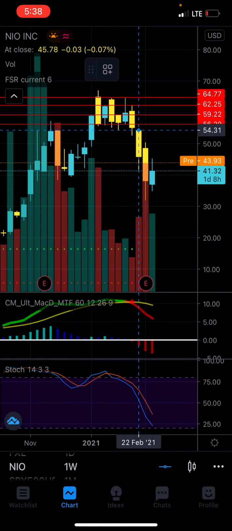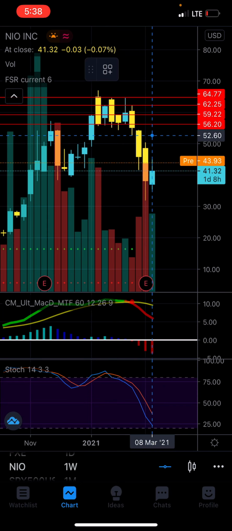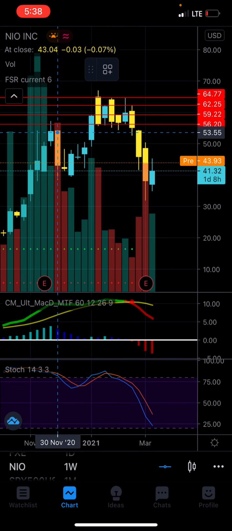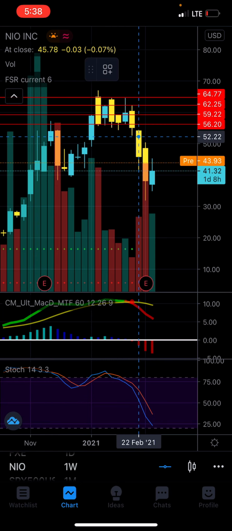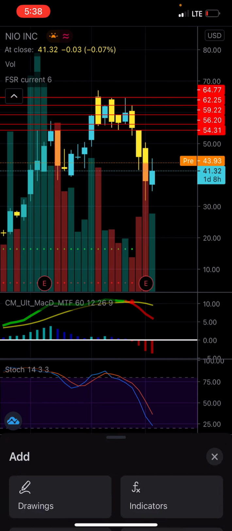So now we're basically going to be doing this all the way down. There's another one right here. So we're trying to touch this wick, possibly this wick, and then this wick right here, right? So we're trying to get all these together. And that's kind of perfect because it touches the top of that.